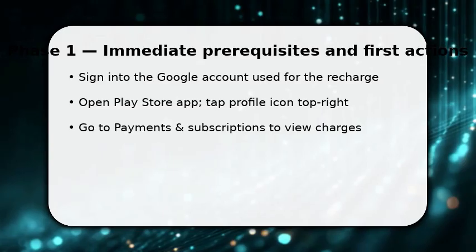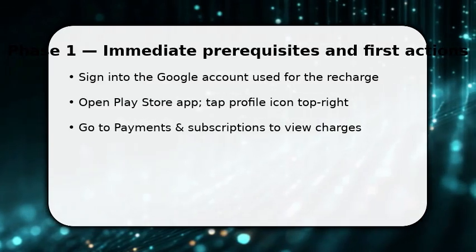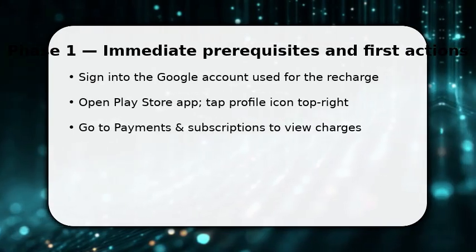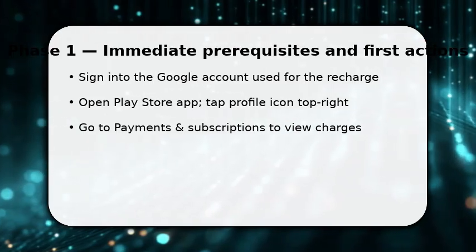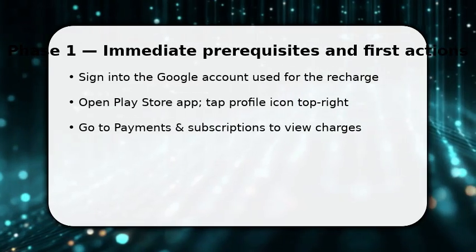You start by opening the Play Store while signed into the exact Google account that bought the recharge. Once done, tap your profile icon at the top right to reveal account controls. Make sure to select Payments and Subscriptions so you see active purchases and payment methods. This is where recharge records live.